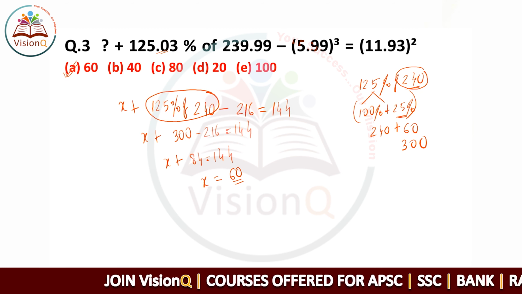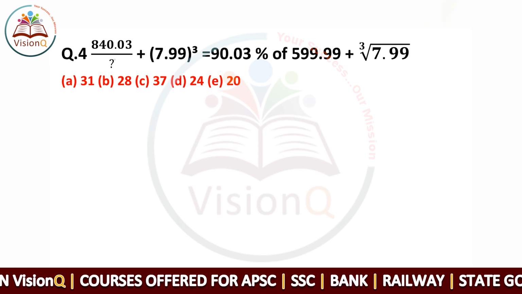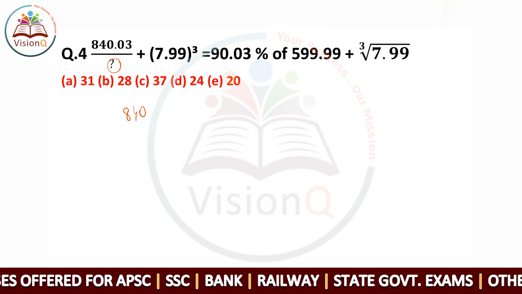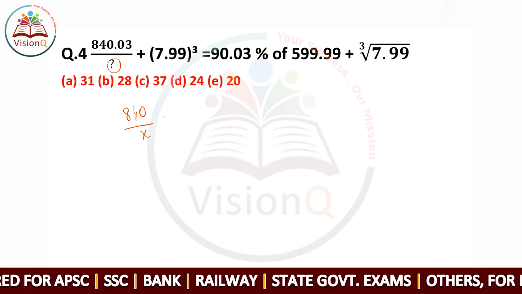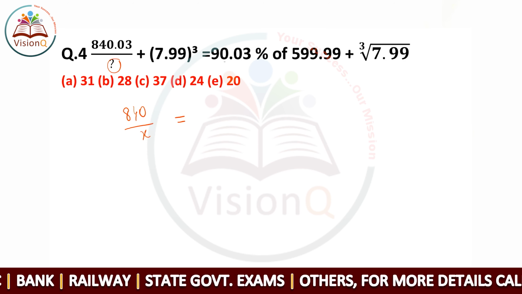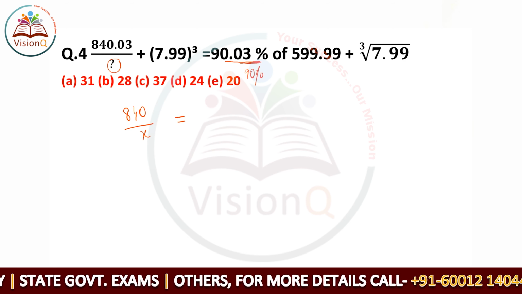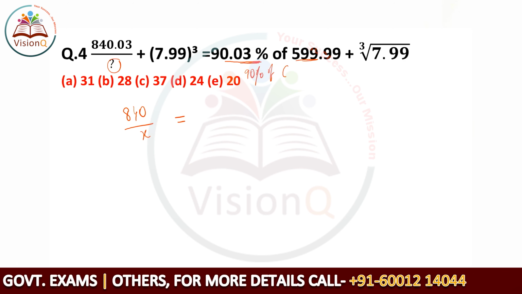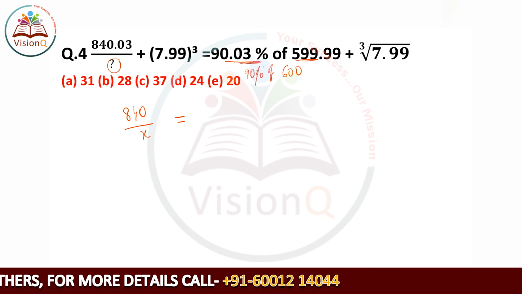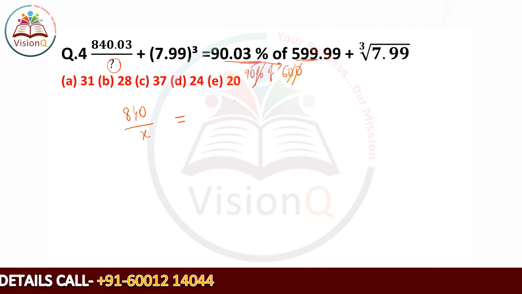The next is question number 4 of approximation. 840.03 divided by question mark. Let this question mark be x and keep this term on the left hand side because it is asked to find out this x. So 840 divided by x, and transpose all the terms to the right hand side. 90.03 percentage, that is 90%. So 90% of 600. Now we know percentage means divide by 100, so two zeros can be cancelled out. So 90 into 6 becomes 540.